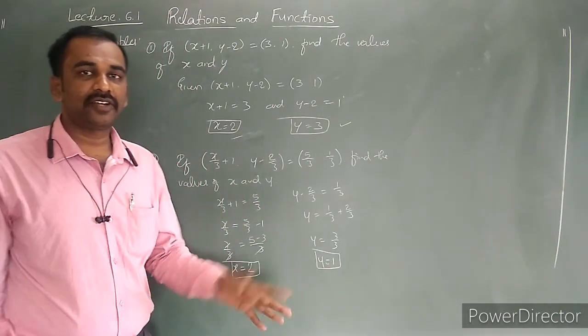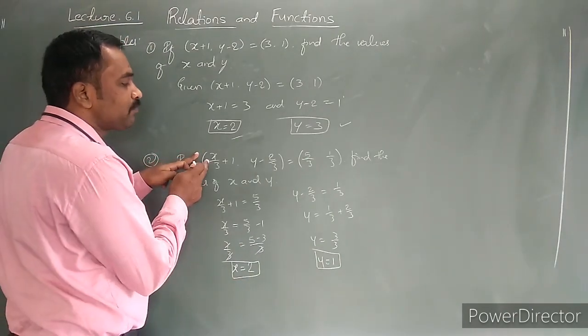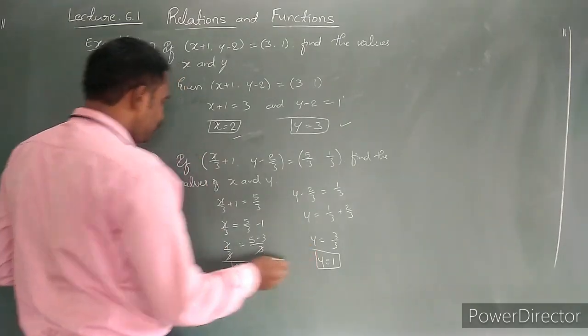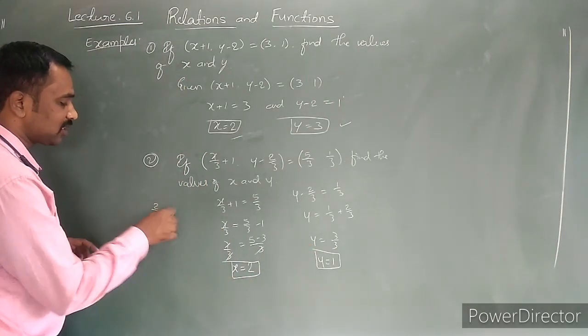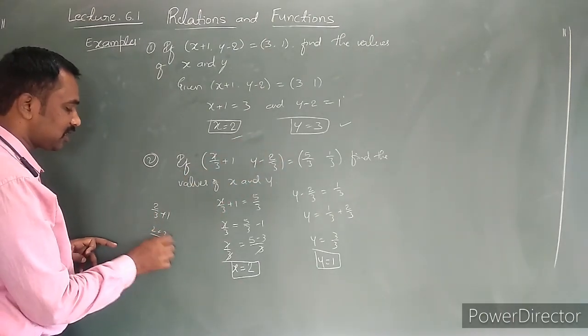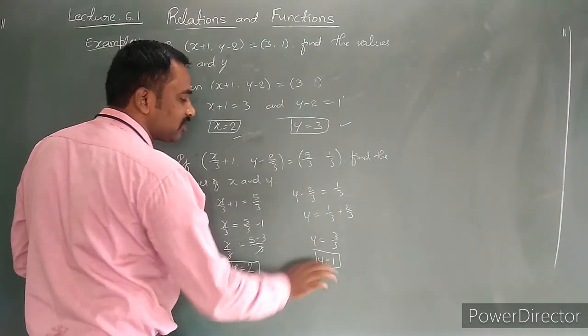Would you like to cross verify whether your answer is correct or not? Just substitute the x value here. Will you get the 5 by 3 or not? Check it. 2 by 3 plus 1. What is 2 by 3 plus 1? Look at the 5 by 3. Yes, 3 is the LCM. 2 plus 3 divided by 3, 2 plus 3, 5 by 3. Yes. Similarly, we can cross verify.